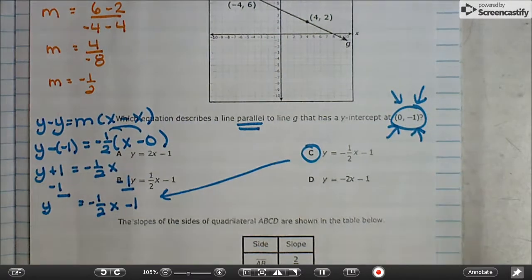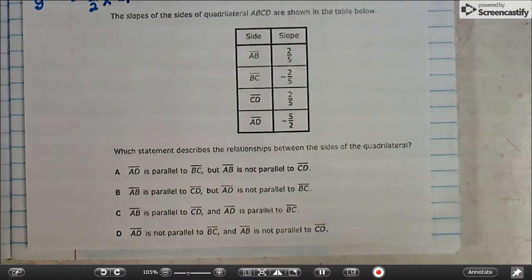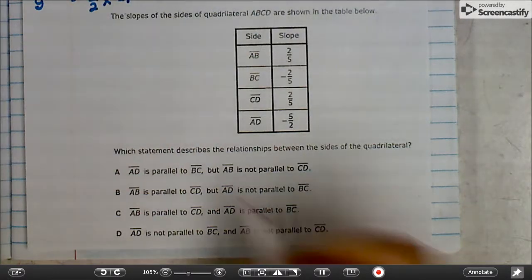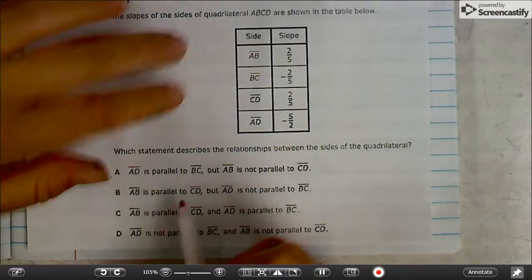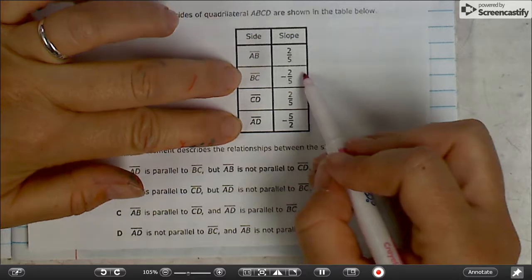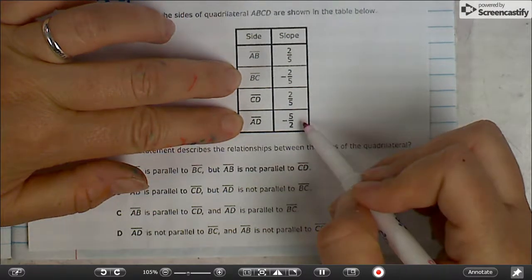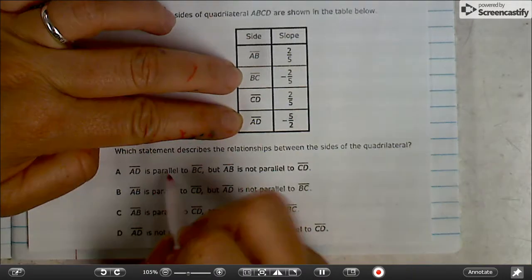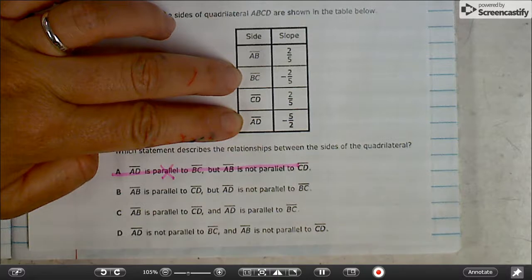And lastly, I hope I don't run out of time, this gives us some sides of a quadrilateral, and we just need to check these answers. So it says AD is parallel to BC. AD and BC, are those parallel? No, because their slopes are different. So that's not true, and automatically A can be crossed off.